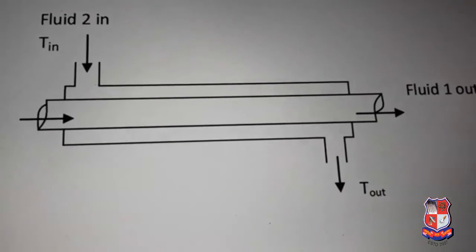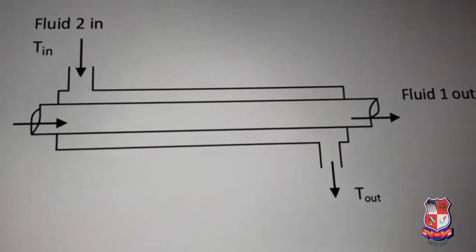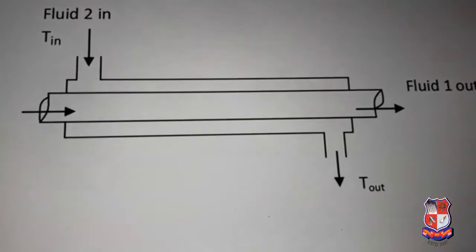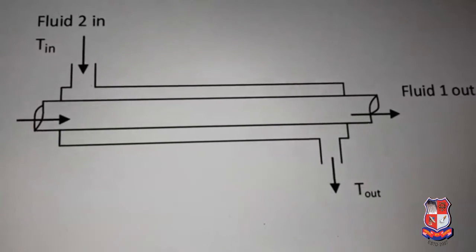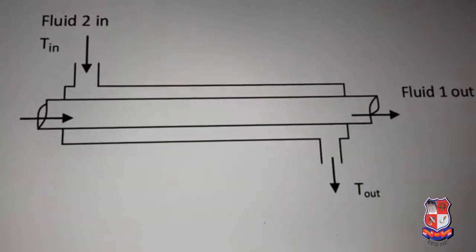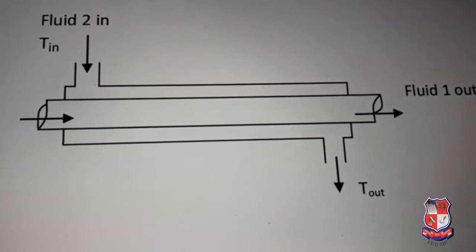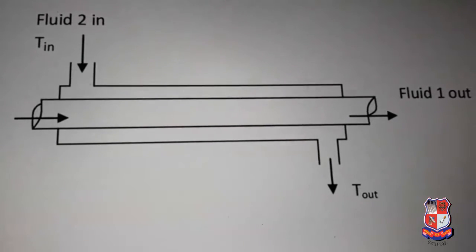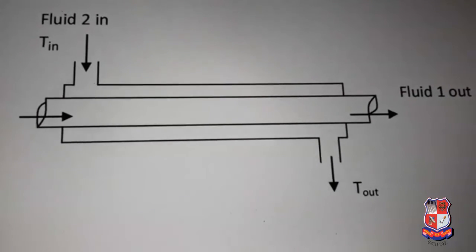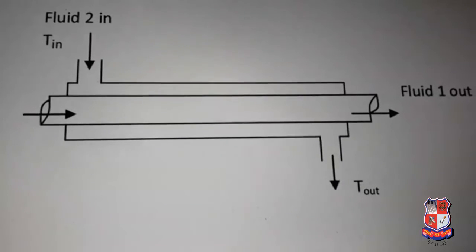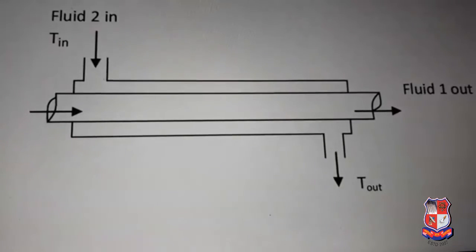So we have four temperatures. This is a very important thing. We have four temperatures in the case of heat exchangers: the temperature at inlet and the temperature at outlet of the cold fluid, and the temperature at inlet and outlet of the hot fluid. In this way we have four different temperatures. I'm telling you this because it is very important to understand the flow arrangement and the concept of LMTD.